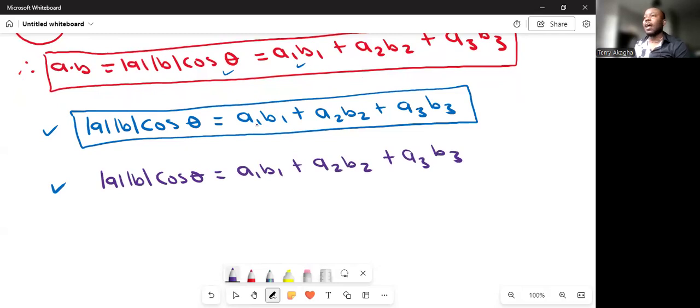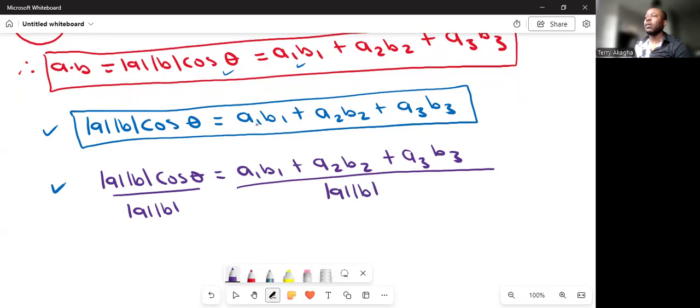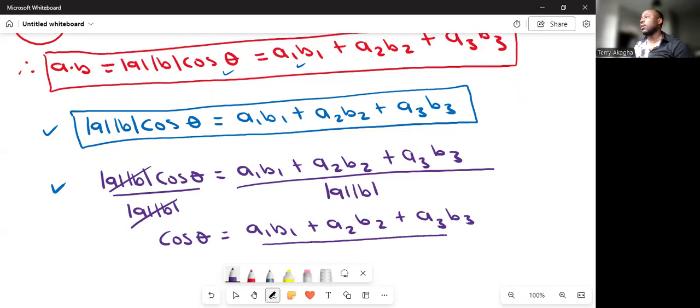If I want to get the cos of that angle, I can divide both sides by the magnitude of A, magnitude of B, divide this part also by the magnitude of A, the magnitude of B, okay? So that this will then cancel out this part. Then we can now have cos theta equal to A1 B1 plus A2 B2 plus A3 B3 divided by the magnitude of A and the magnitude of B. So you can see we've had another formula here as well.